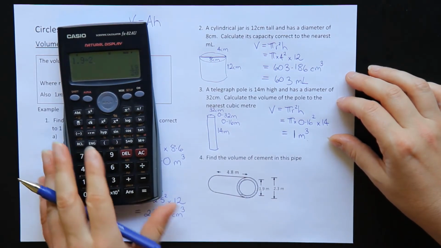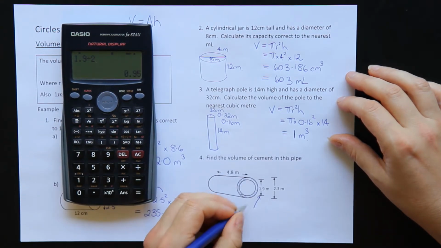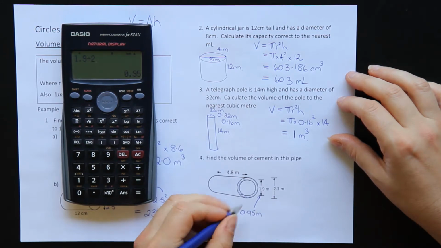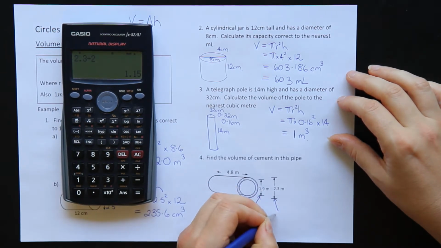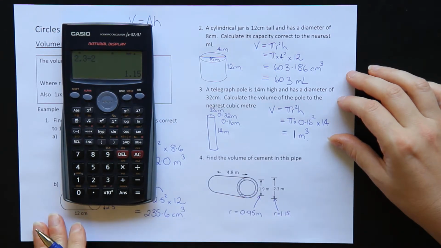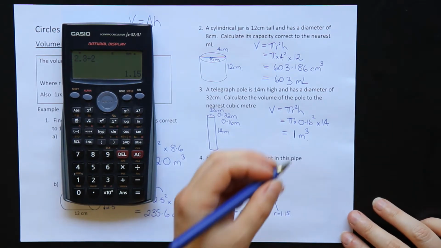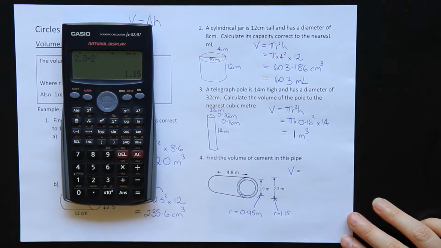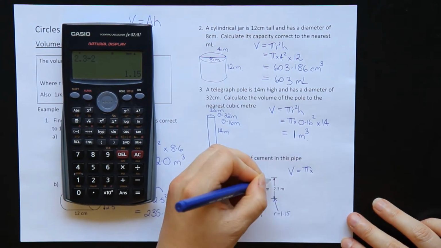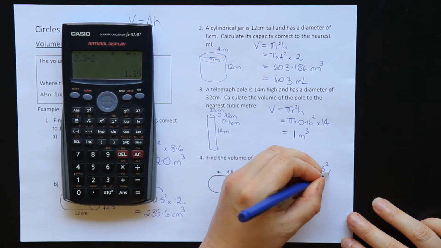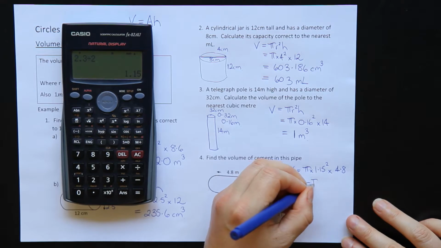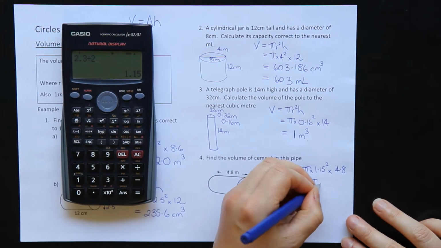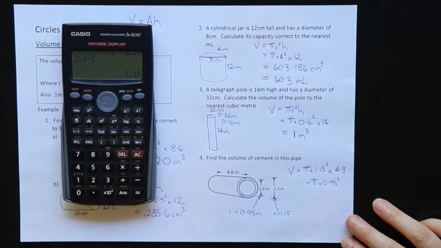So 1.9 divided by 2, the radius of this one is equal to 0.95 meters. And 2.3 divided by 2 means that the radius of that one is equal to 1.15. Alright, so the volume. Starting with the outside cylinder, pi times the big radius, 1.15 squared, times the height, which is 4.8. Then I want to subtract my little cylinder. Pi times the little radius, 0.95 squared, times the height going back, which is still 4.8.